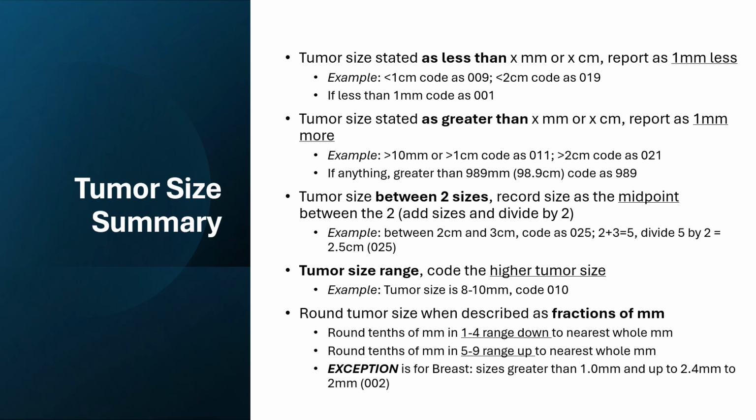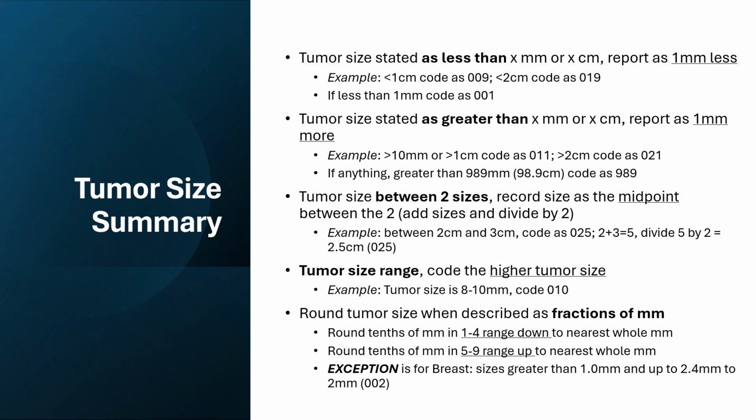When you have a tumor size that falls between two sizes, so you have something between 2 and 3 centimeters, then you'll record the size as the midpoint between the two. To do this, you add the sizes and then divide by 2. So our example here is the tumor size is stated to be between 2 and 3 centimeters. We code this 025. And how we arrive at that is that we take the 2 plus the 3, which gives us 5. We divide the 5 by 2, which gives us 2.5 centimeters, and we record that as 025.